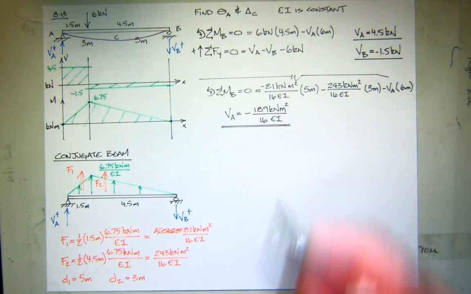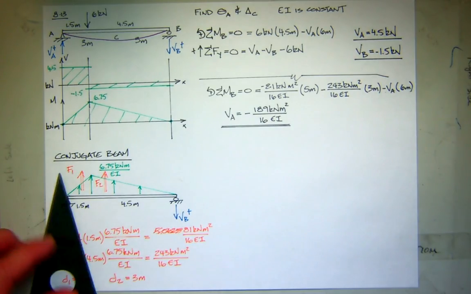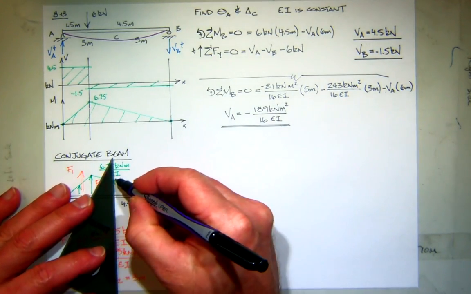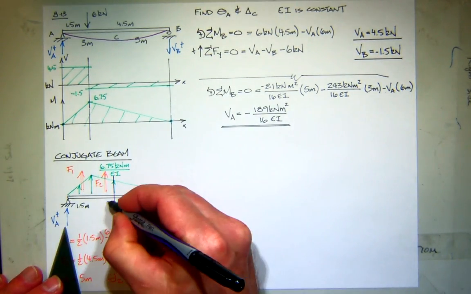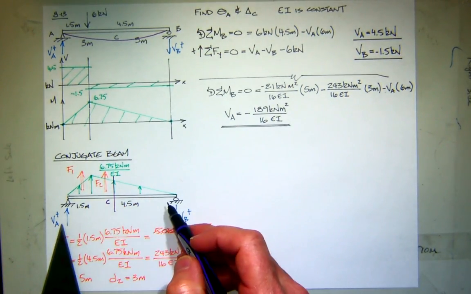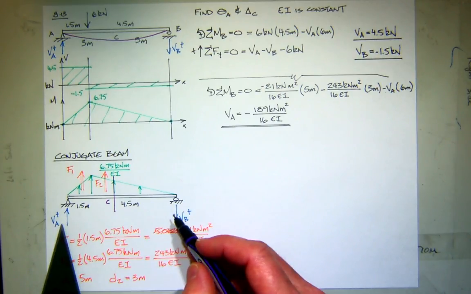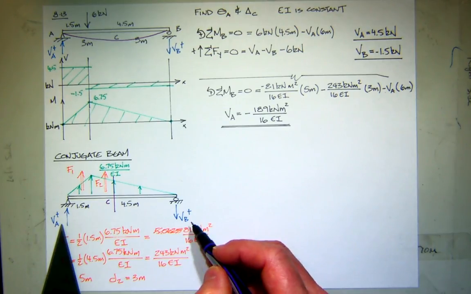Well, that's good. So now we have this. Let's see what our strategy would be. I'm going to have to cut this structure in the middle at C, and I'm either going to look at the left side or the right side. I think in this case, you'll see that the right side will be a lot easier to deal with. But it requires that you know the shear at B.